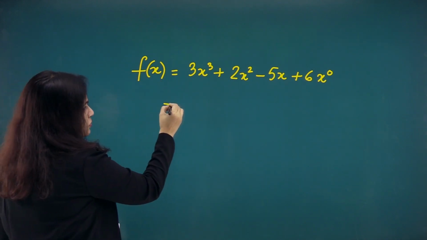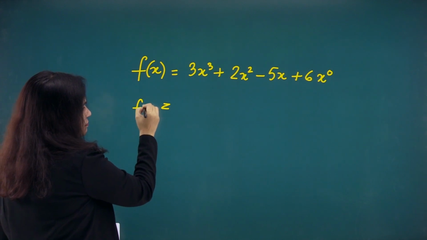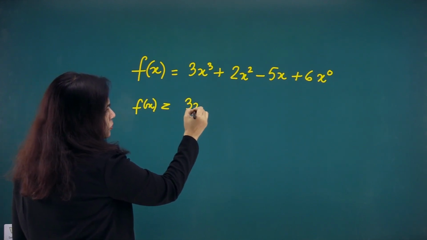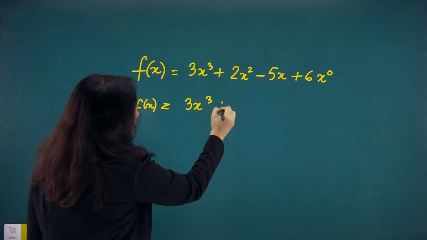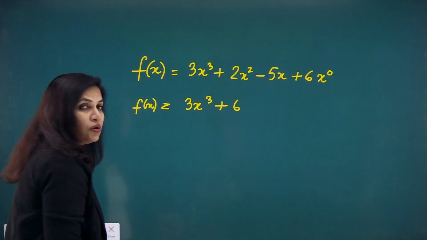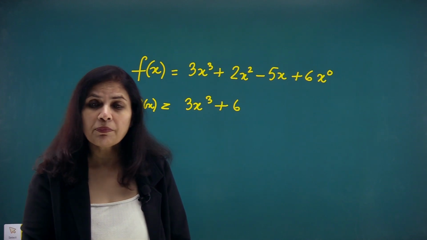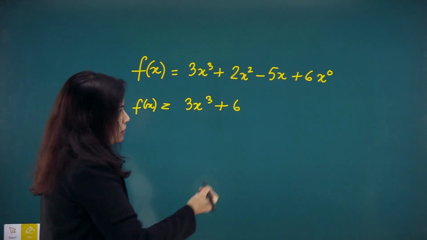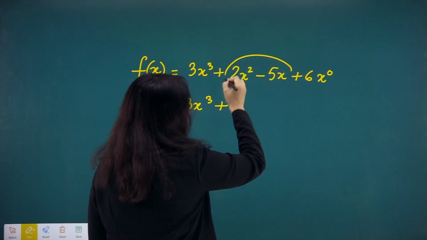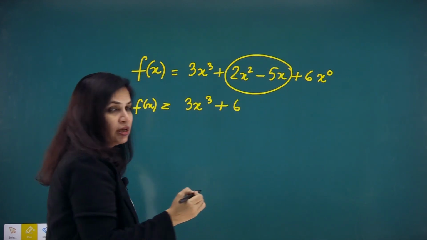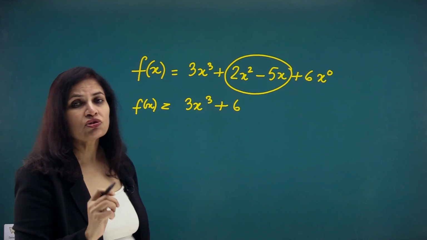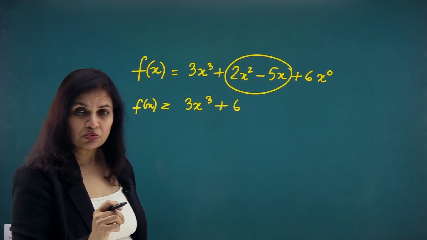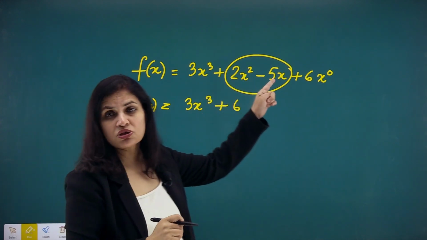I can also write f(x) as 3x cube plus 6. Now, this is also a polynomial written in decreasing power of x, but you may question me, where have these two terms vanished? And I mentioned x is not equal to 0. If x is not equal to 0, then how come these two terms vanished?